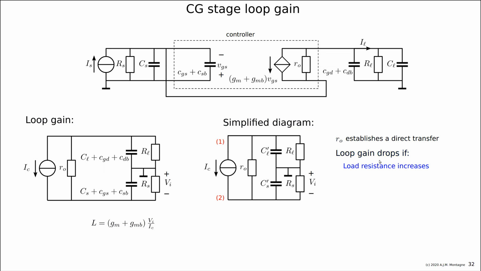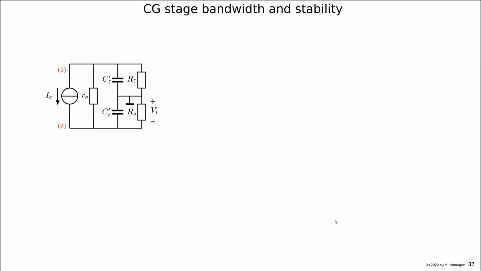Now, this is what I already discussed. The loop gain drops under the conditions of these impedances. So that is basically the whole behavior of the CG stage. And let's have a look now at its bandwidth and stability as we did with the common drain stage.